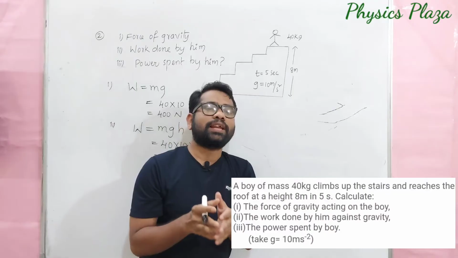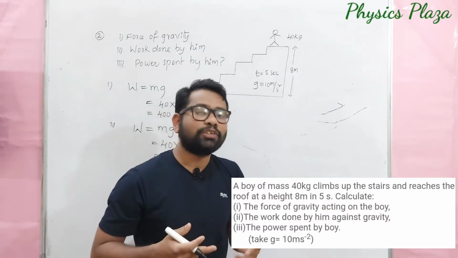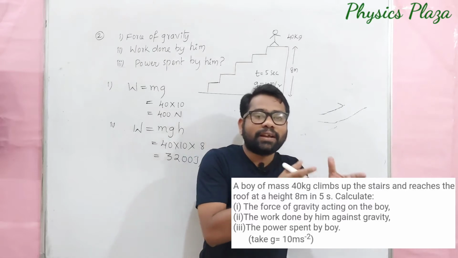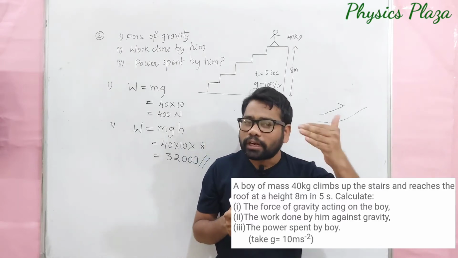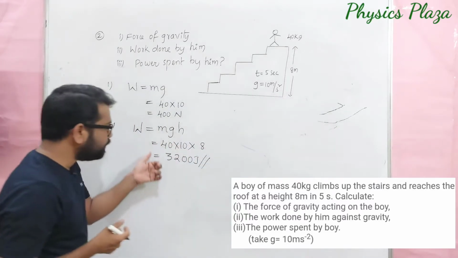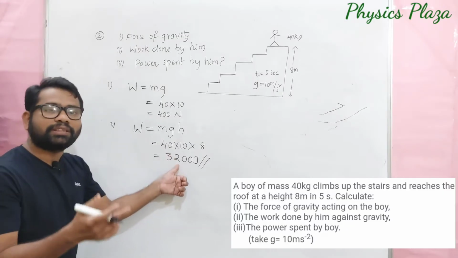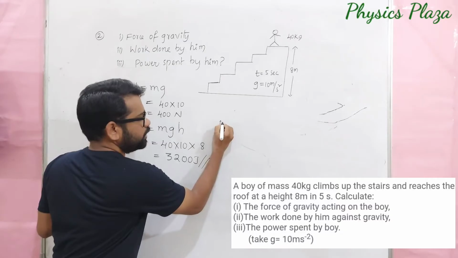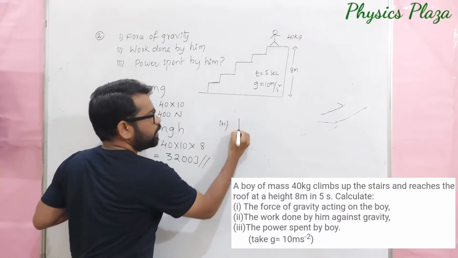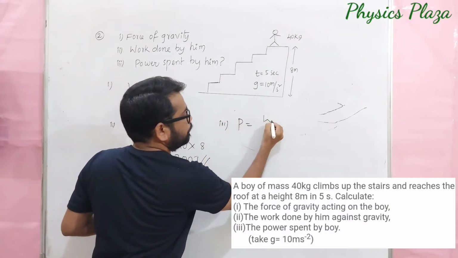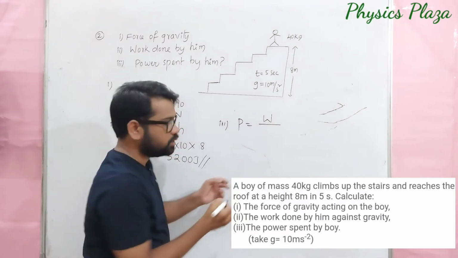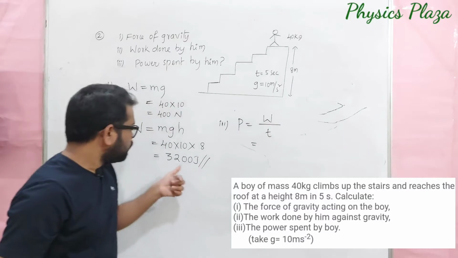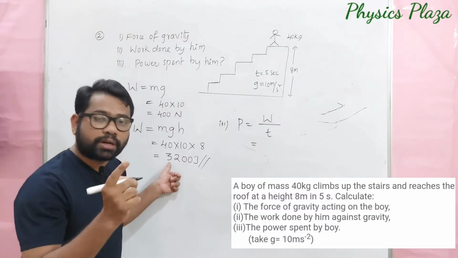So then how can we calculate the power spent? Just recall the formula. Power is nothing but the rate of doing work, so work done by time. Here we already calculated the work, that is 3200 joules. Now let us calculate the power. We know that power is equal to the work done by the boy against the gravity by time taken. Here W we got as 3200 joules.